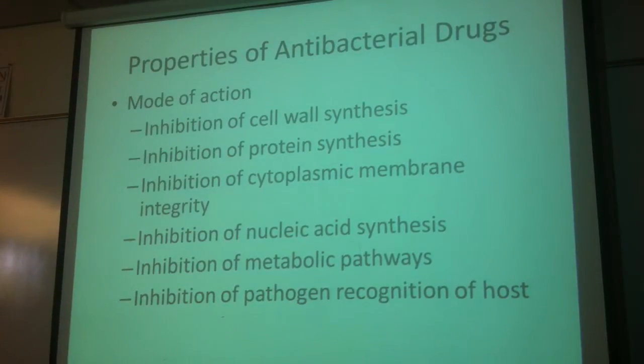Properties of antibacterial drugs. You can inhibit cell wall synthesis. You can inhibit protein synthesis, cytoplasmic membrane integrity, nucleic acid synthesis, metabolic pathways. You can also inhibit the pathogen recognizing the host.